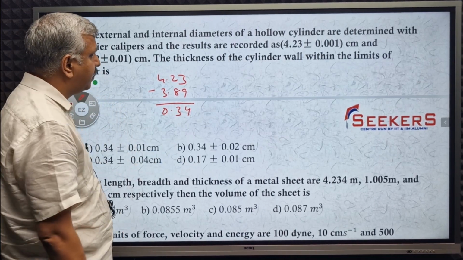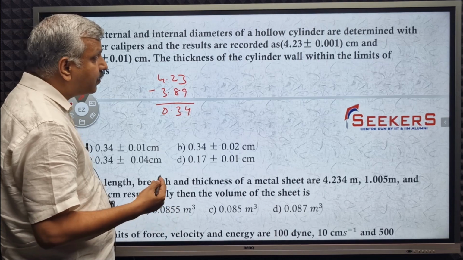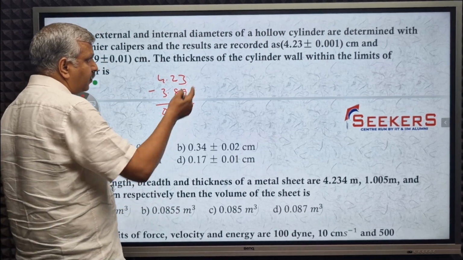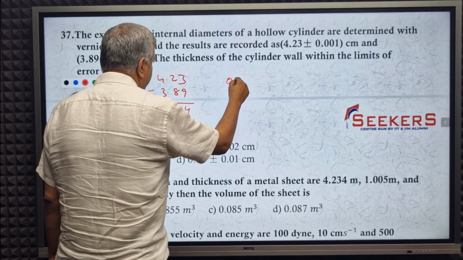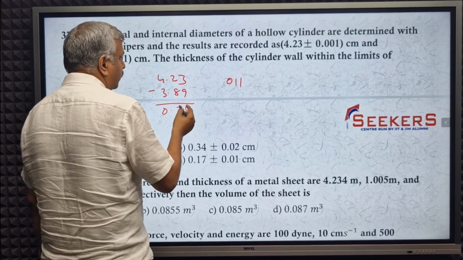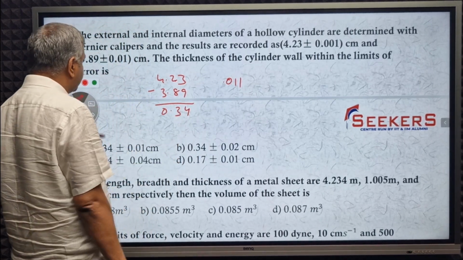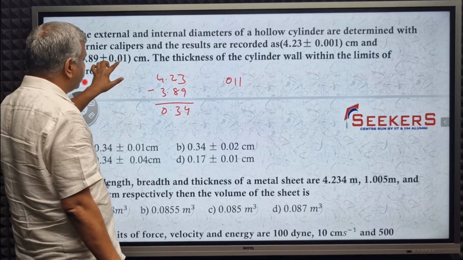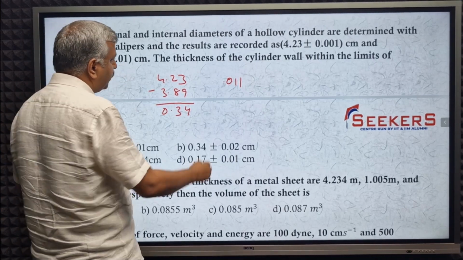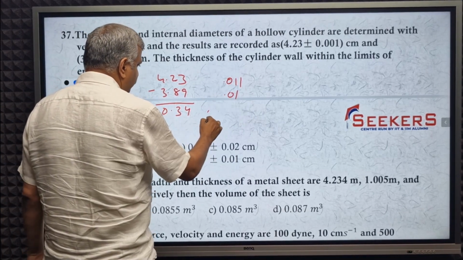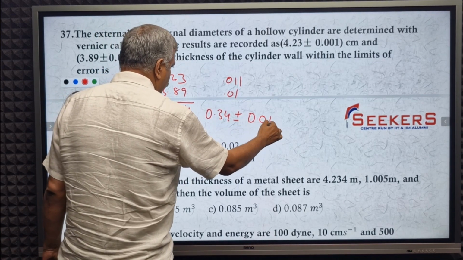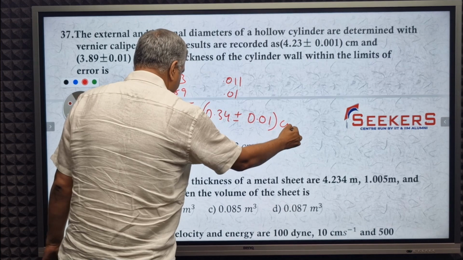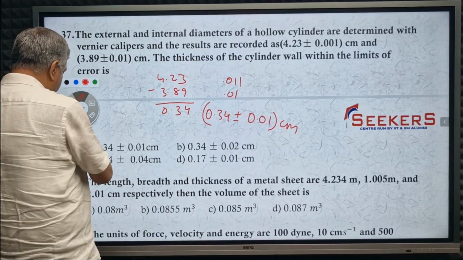But as far as the error is concerned, the absolute errors are to be added. The absolute errors are 0.001 and 0.01, so that will become 0.011. But we should again go by the least accurate, which is 0.01. So the answer is 0.34 plus minus 0.01 centimeter. Okay, so this should be the answer.